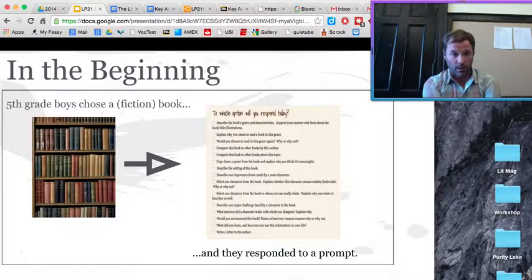There's a describe the setting of the book option, but also things like compare this book to others, or select one character from the book that you can really relate to and explain why and how, or write a letter to the author. So there was more variety, and at first this was great. The kids responded well. They liked being on their Chromebooks; we have a one-to-one Chromebook program from 5th through 9th grade. So this was initially met with a lot of positive feedback, and it continued for a while.